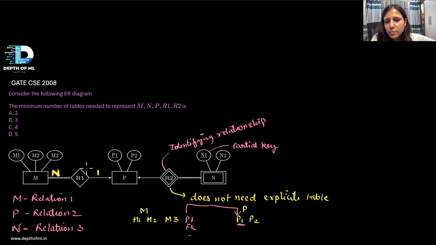So this relationship R1 also doesn't need an explicit relation, right? And they're asking us about the minimum, right? There can be null values in this, so we don't care. Anyways, this is in total participation, so there will be no null values over here. So this R1 doesn't need an explicit table. Okay, so how many tables do we need? We need 3 tables, one for M, one for P, and one for N, and obviously we'll add some foreign key constraints to represent R1 and R2. So the answer is B. Okay, so the answer for this particular question is B.